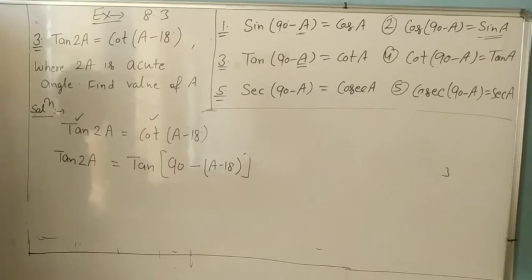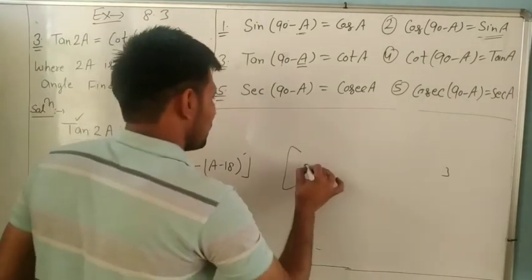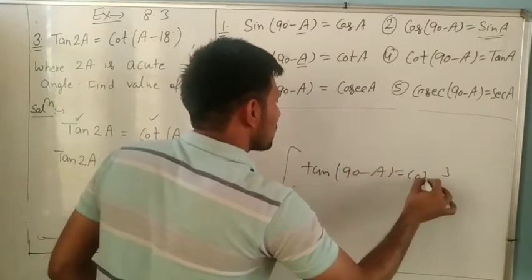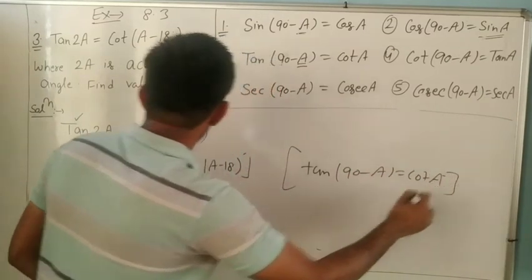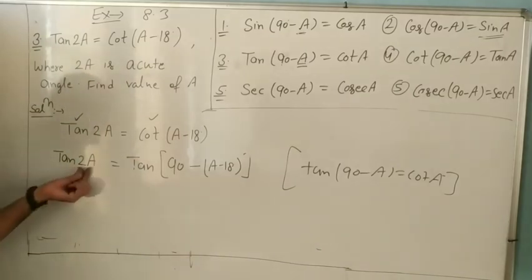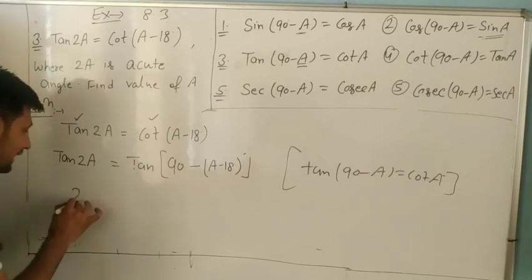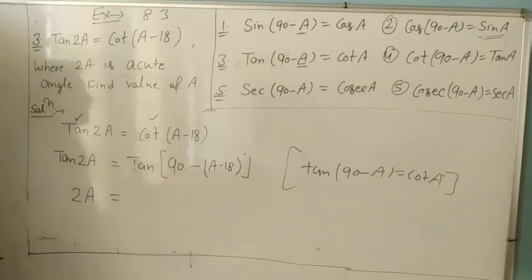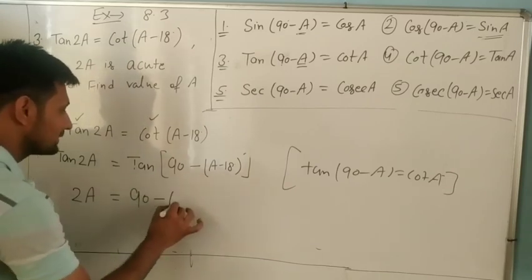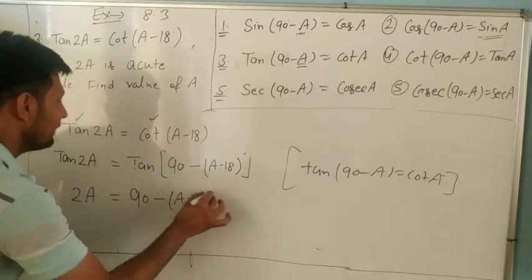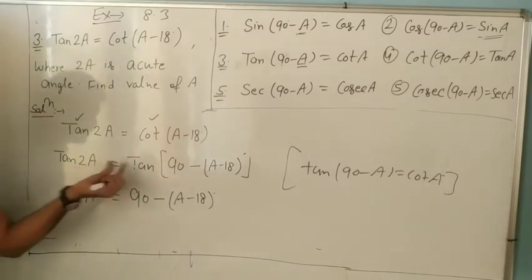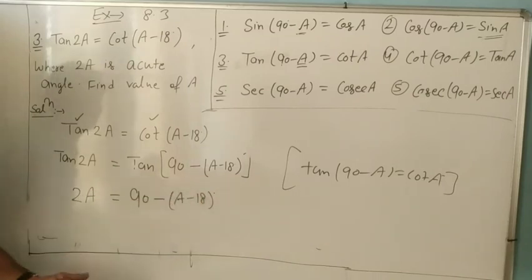Are you understand? You can write the formula: tan(90 minus a) is always cot a. Why did we do it? Because now it becomes tan on both sides. What is the angle here? 2a. It means 2a is equal to 90 minus a minus 18. It is tan and tan and both are equal. It means this angle and this angle must be equal, or not? Then their values are also equal.